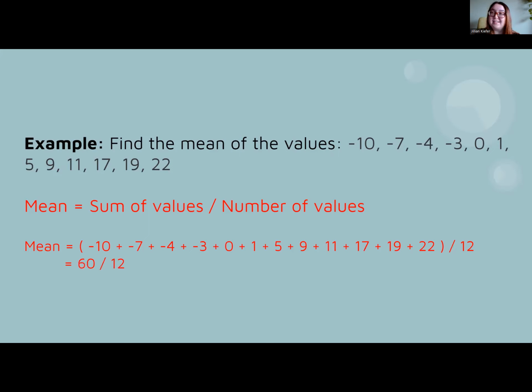That equals 60. So between all of those numbers, the negative numbers and the positive numbers, they all add up to positive 60, and positive 60 divided by 12 is 5.